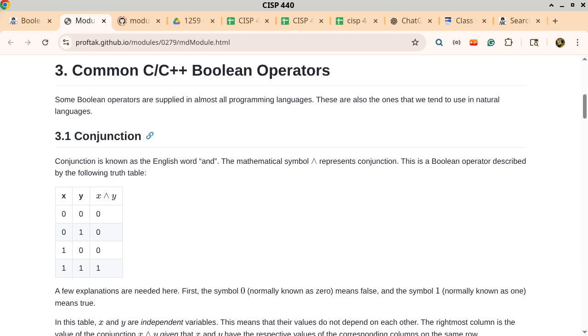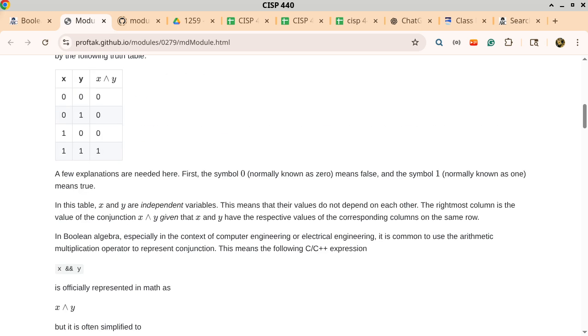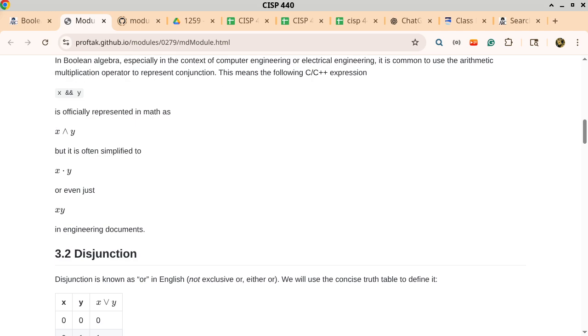We'll start with conjunction. So conjunction is really just a fancy word for and, A-N-D. In C++, it is known as ampersand ampersand. The mathematical notation looks like this. It is called the wedge. And there are multiple notations for conjunction. In this class, we are going to use the mathematical notation, or we can potentially also use the other formats.